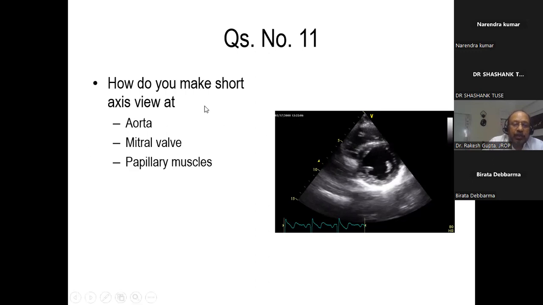Okay, sir. First of all, my question is, how do you make the short axis view at the aorta, mitral valve, and papillary muscles? My question is entirely different. How do you make the short axis view from the mitral valve, aorta, and papillary muscles?